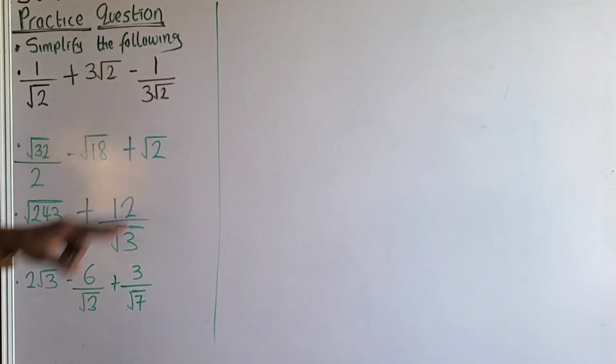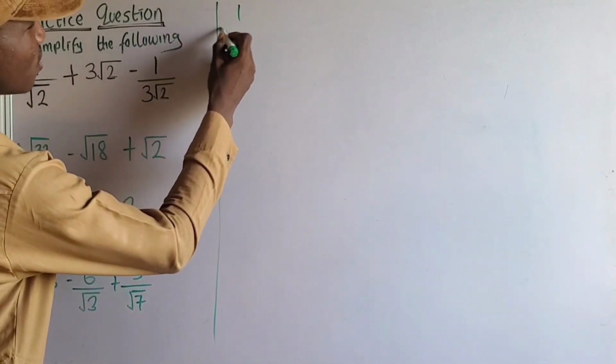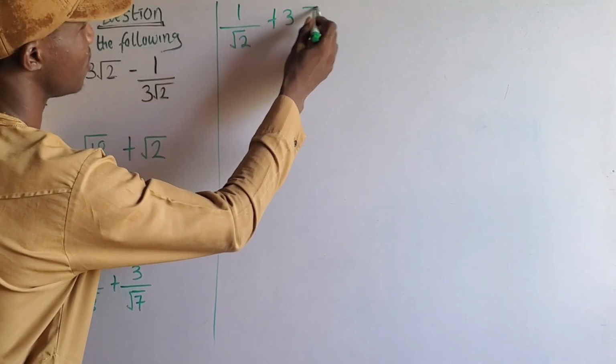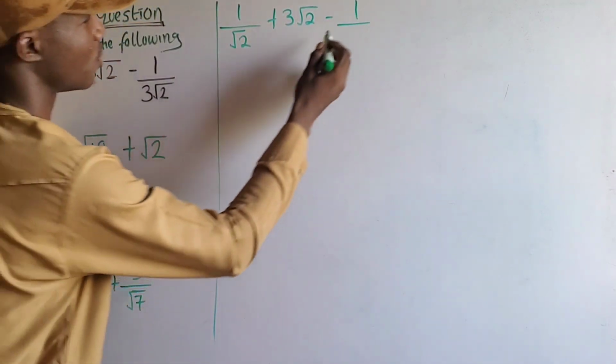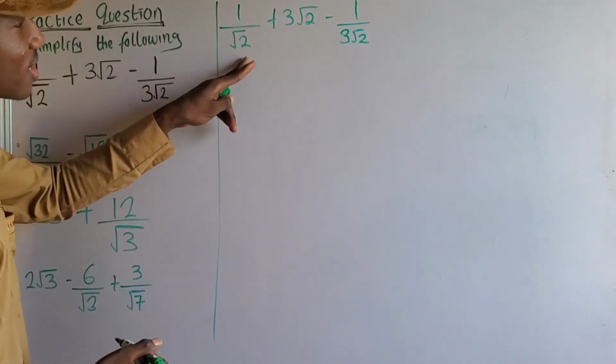So in an attempt to simplify this question, we have to rationalize each individual fraction. So for the first question we have 1 over root 2 plus 3 root 2 minus 1 over 3 root 2. Now let us rationalize this.